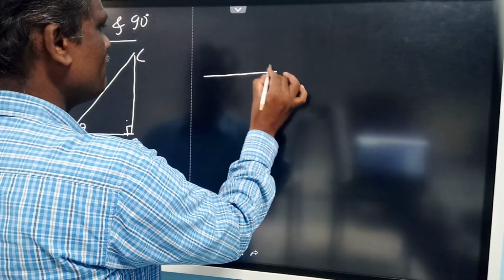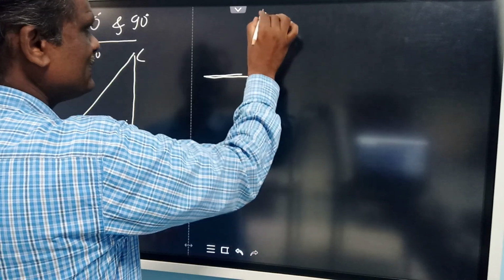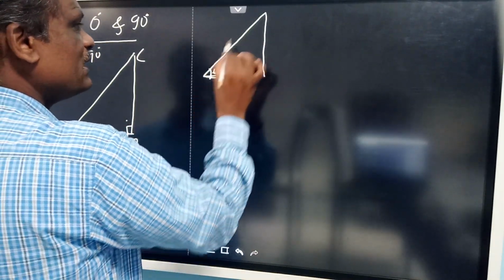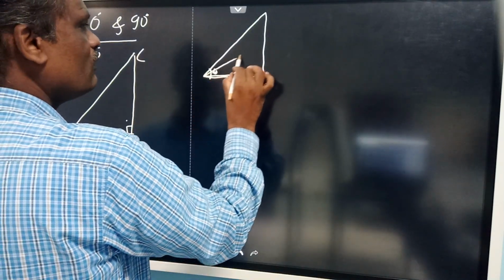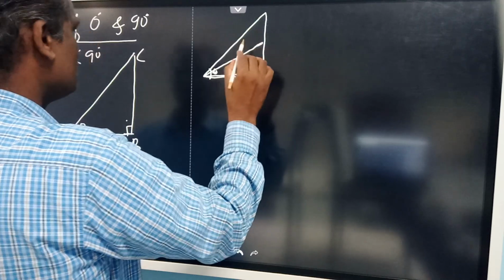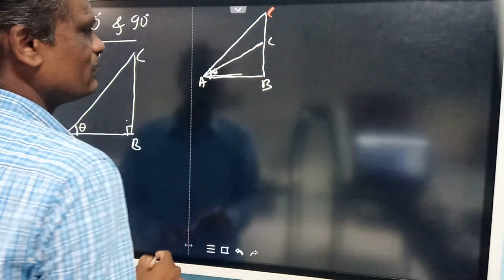So this same ABC, I will write here. See, this was the given ABC. So this is theta. Now I am going to reduce this angle. If I reduce this angle, this theta is reducing here, so this C is coming here. This is A, this is B.